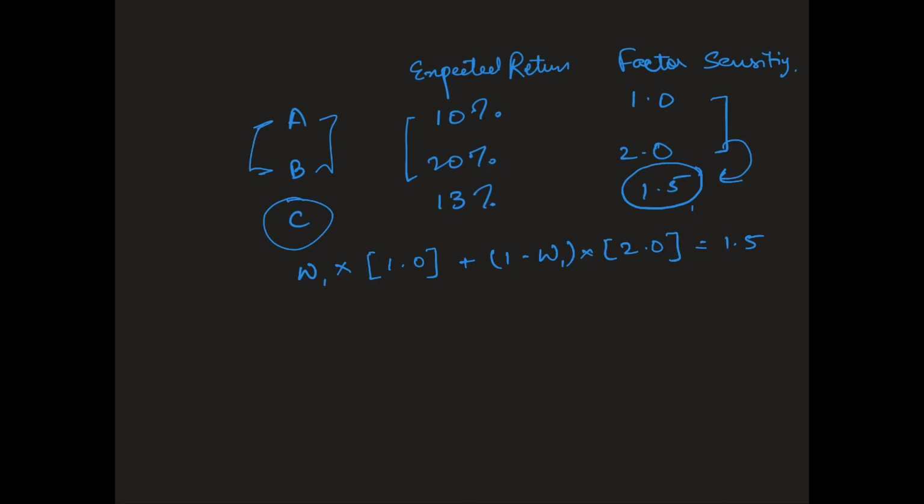So a shortcut for these is you do something like 1 to 1.5. Okay, and what you do is 2 minus 1.5 is 0.5, 1 minus 1.5 is 0.5, and that is how I'm going to divide my portfolios.